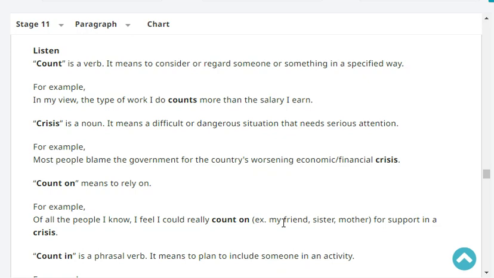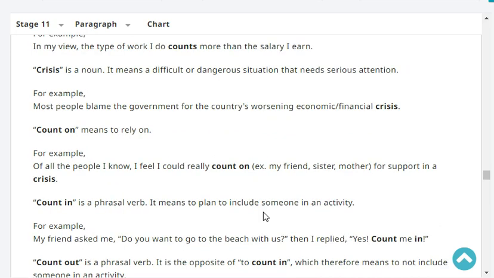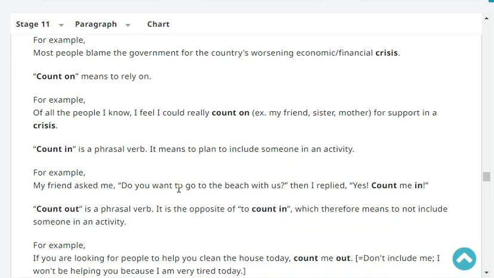Count on means to rely on. For example, of all the people I know, I feel I could really count on my wife in a crisis. Count in is a phrasal verb. It means to plan to include someone in an activity. For example, my friend asked me, "Do you want to go to the beach with us?" Then I replied, "Yes, count me in."